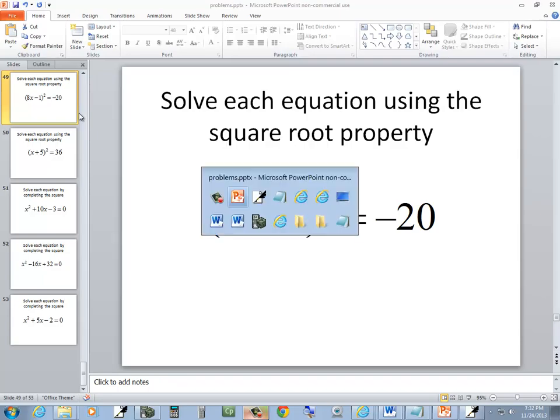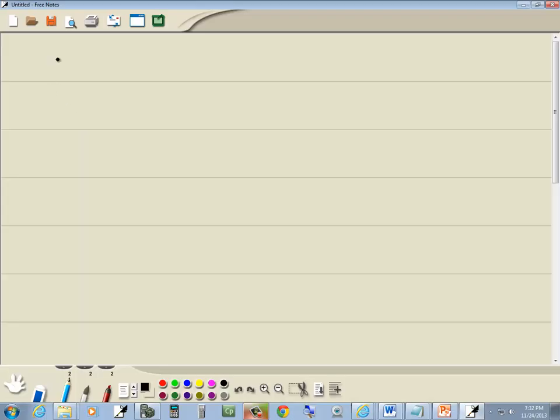Let's take a look at this problem. We've got (8x - 1)² = -20, and it wants us to use the square root property. Well, the entire left side is squared, so it's a perfect form for the square root property. The square root property says if you've got something squared equal to something else, then you drop the squared, and put a plus or minus square root around the other side.